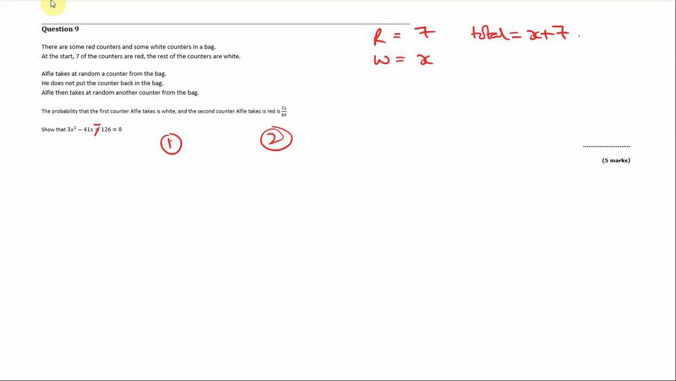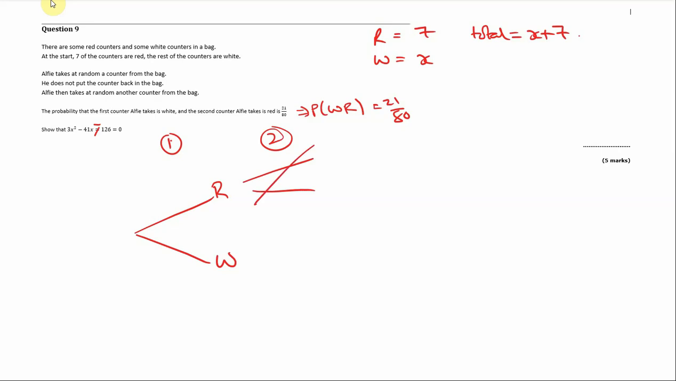The probability that the first counter Alfie takes is white, and the second counter is red, so the probability of white, red, equals 21 over 80. That's basically what that is saying. So let's go ahead and find that. Red, white, we don't actually care about that, because we want white, red. So I'm not even going to fill that in because we don't need to.